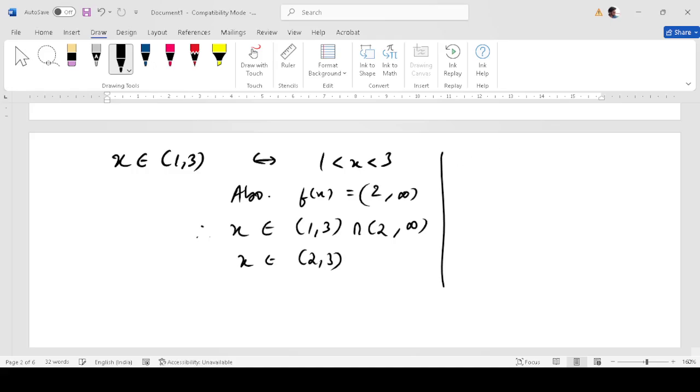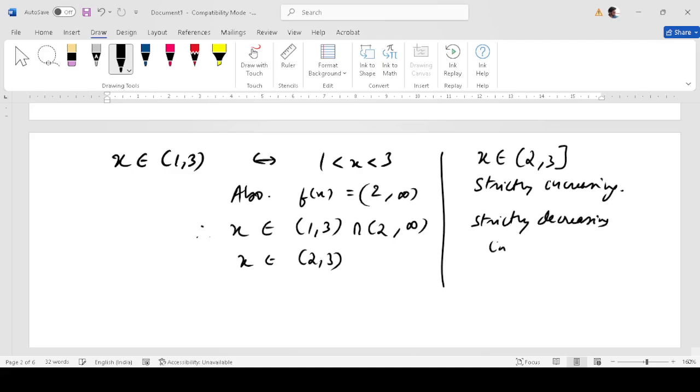Now for strictly increasing or decreasing, in our textbook it is given greater than equals to 0. So here we will be taking the bracket as [2, 3], closed interval. In this region it will be strictly increasing and strictly decreasing in x belongs to (3, infinity).